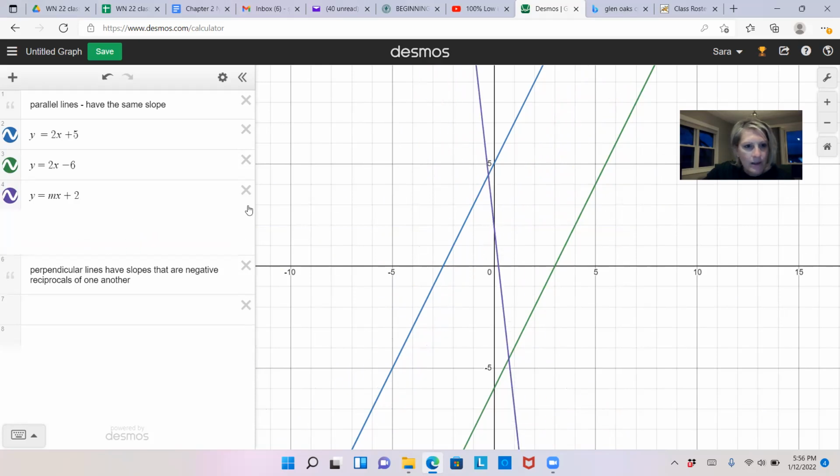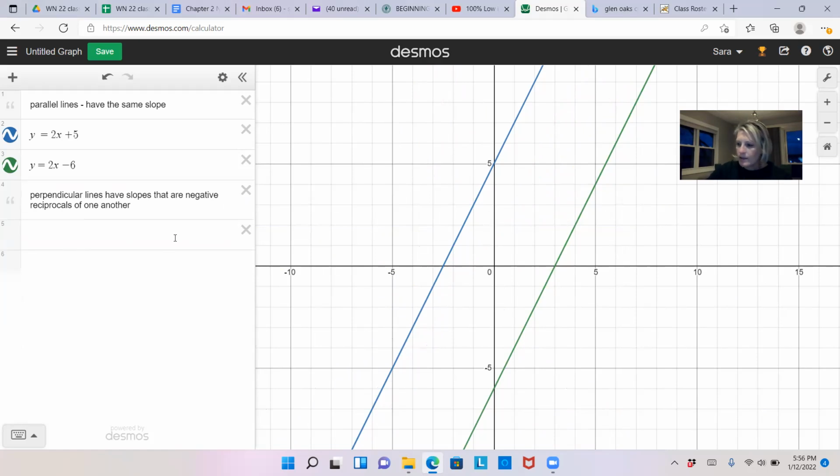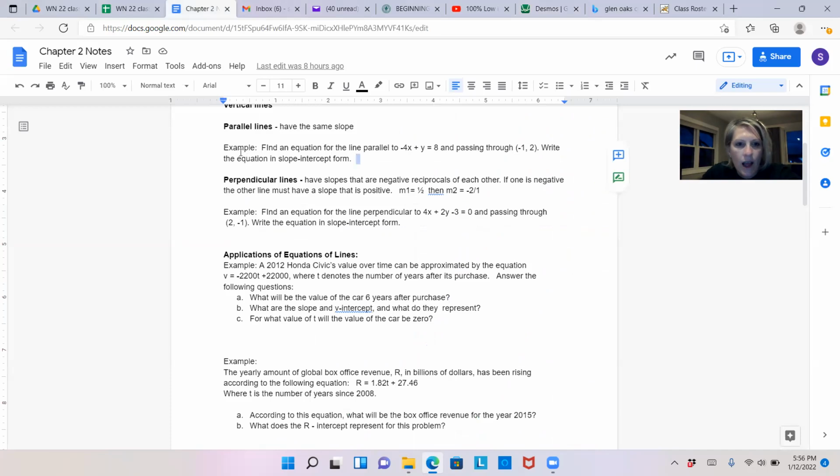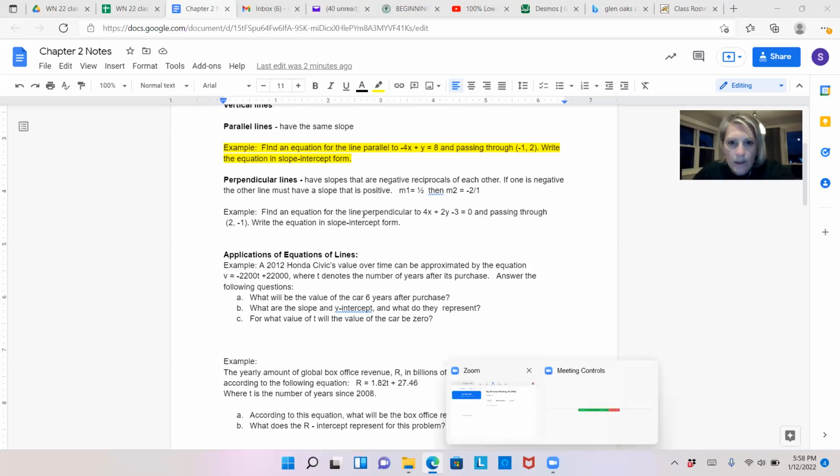Okay, so let's look at the example that I have in our notes here. I want to find an equation for the line parallel to -4x plus y equals 8. So the equation is -4x plus y equals 8, and we want it to pass through another point at (-1, 2). And then we want to write the equation in slope-intercept form.